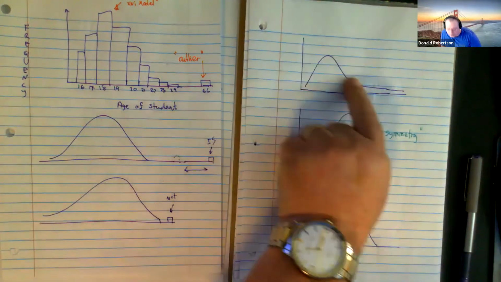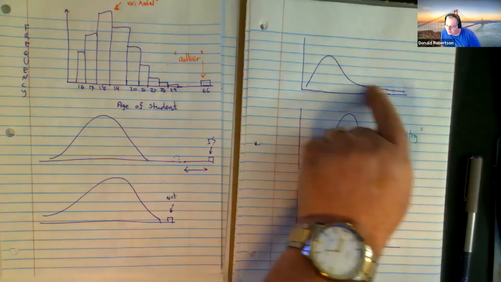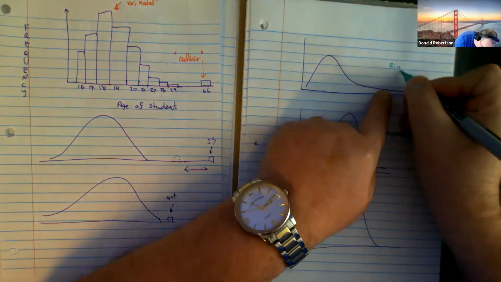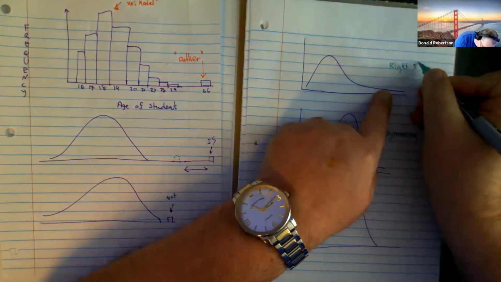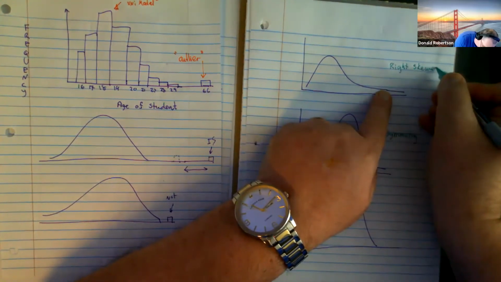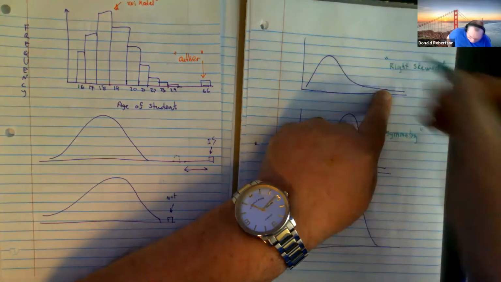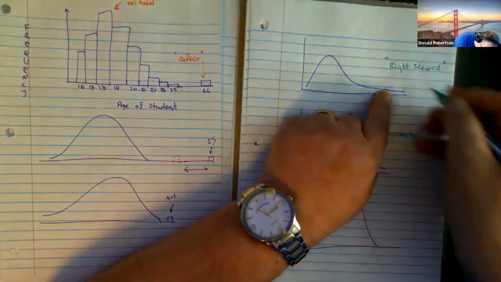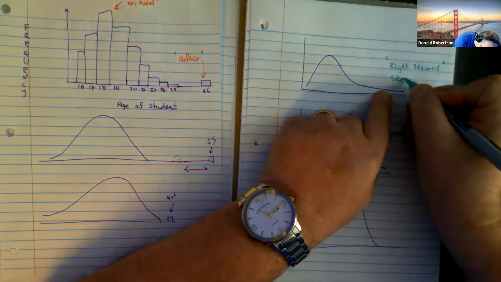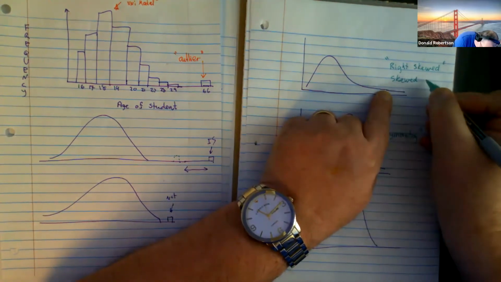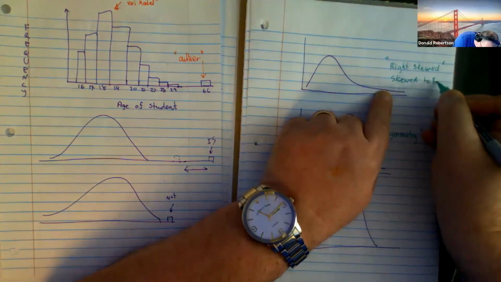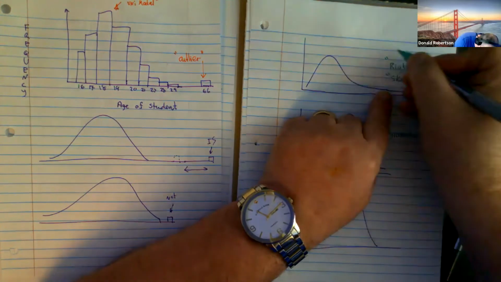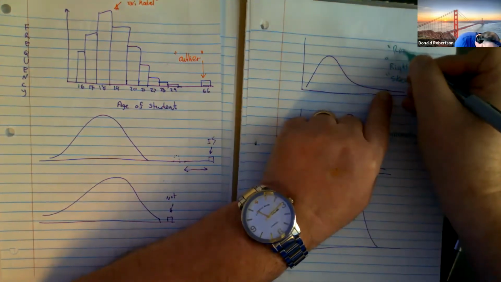You see how it tails off to the right? This is called right skewed. In some textbooks, it's called right-tailed, but right skewed. You'll also find it called skewed to the right. I guess I should put in the right-tailed as well as that then.